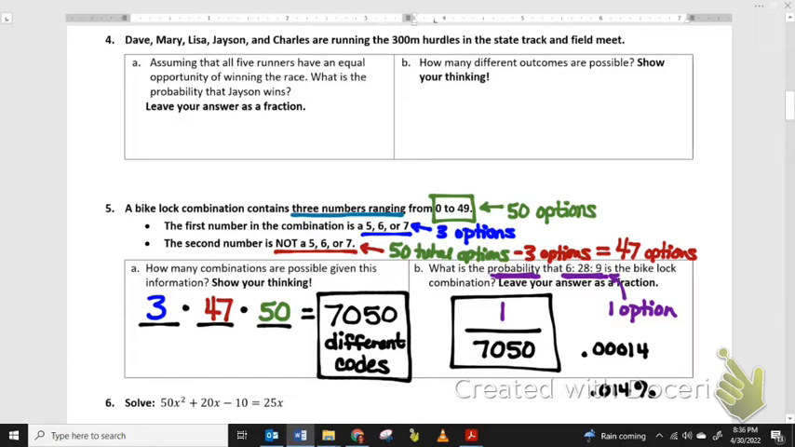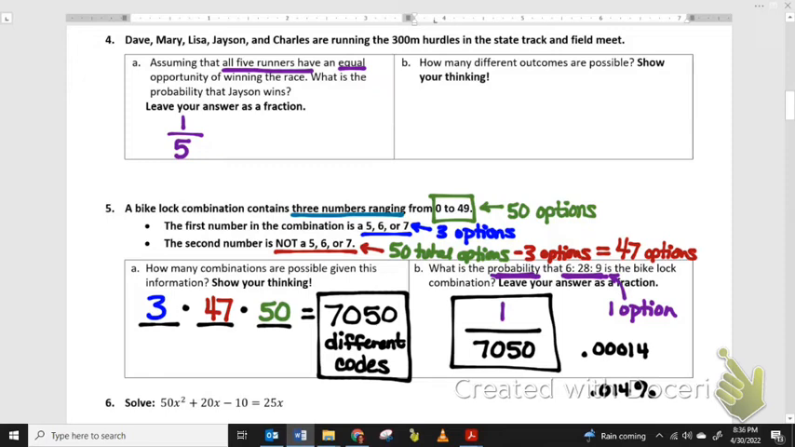Dave, Mary, Lisa, Jason, and Charles are running the 300-meter hurdles in the state track and field meet. Assuming that all 5 runners have an equal opportunity of winning the race, what's the probability that Jason wins? Jason is how many of the runners? 1. 1 out of 5. So Jason has about a 20% chance of coming out as the winner.